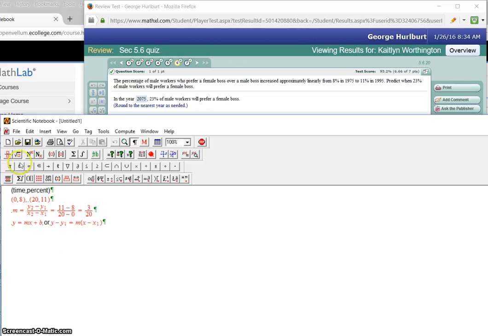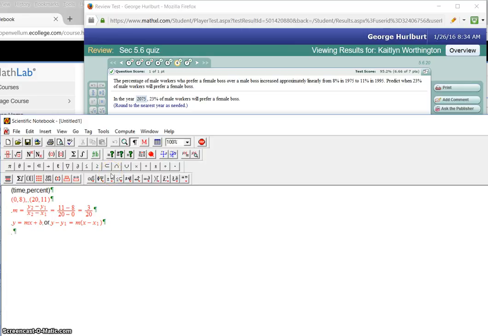I look at my data points and I ask myself, do I know the y-intercept? And I see this one right here, which is 0, 8. That one's the y-intercept. I do know the y-intercept, which tells me using y equals mx plus b is going to be really easy. If I don't know the y-intercept, then I usually use this formula. That's my rule of thumb.